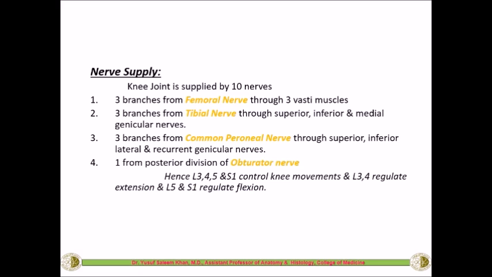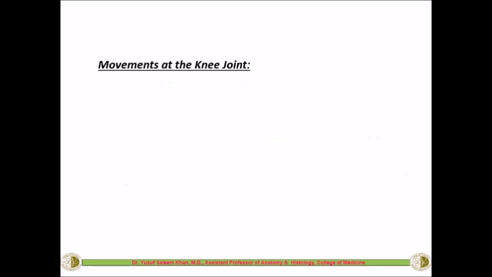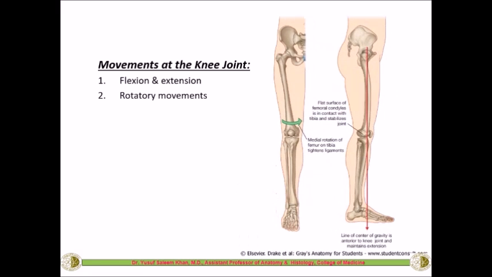So hence L3, L4, L5 and S1 will control the knee movements, and L3 and L4 regulate the extension, and L4 and L5 will regulate the flexion, depending on the nerves as well as the muscles which they will be supplying. Coming to the movements at the knee joint, there are 2 important movements. One is flexion and extension, and there is the rotation movement.